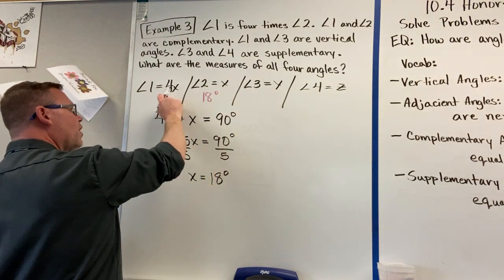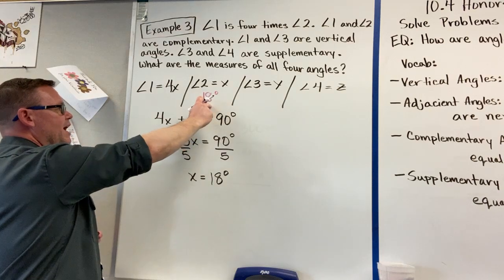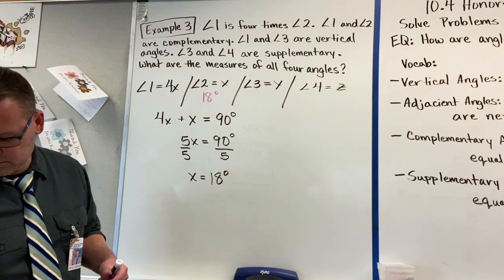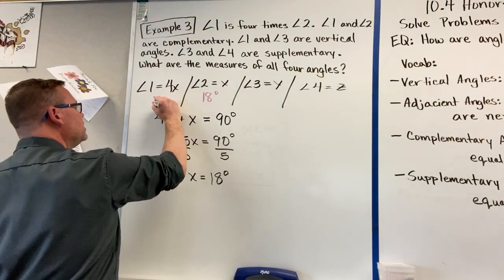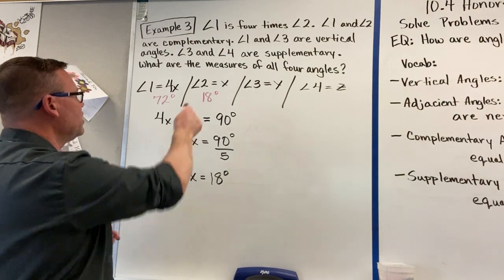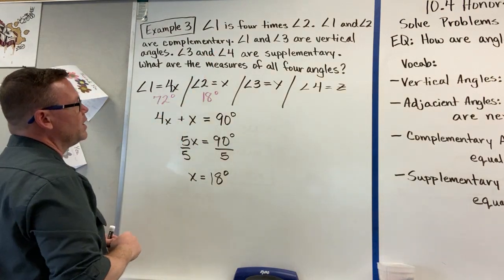Now this is 4x, so we would multiply 18 by 4. That's why I switched that, okay? And 18 by 4 is 72 degrees. So that's what we have so far. I found out angle 1 and 2 without even reading the whole thing.